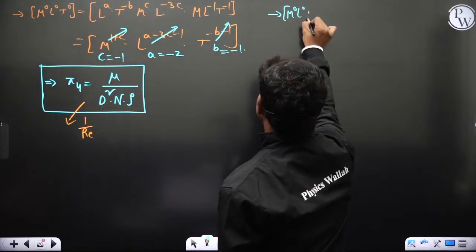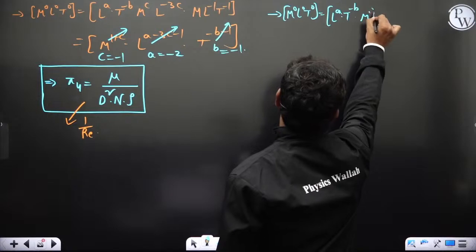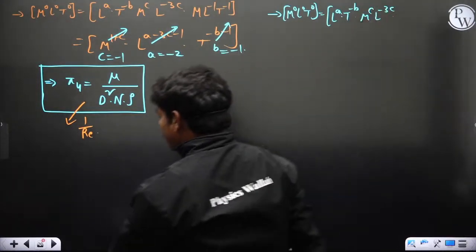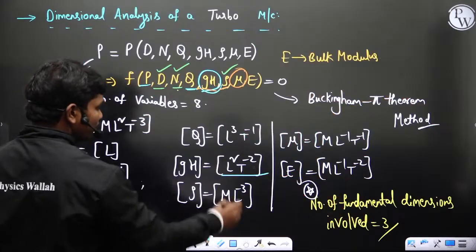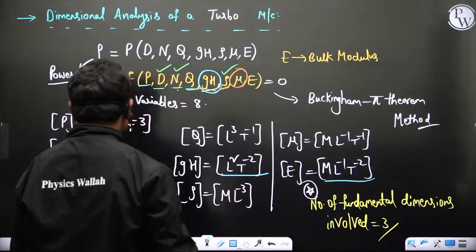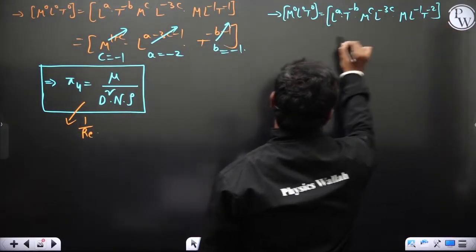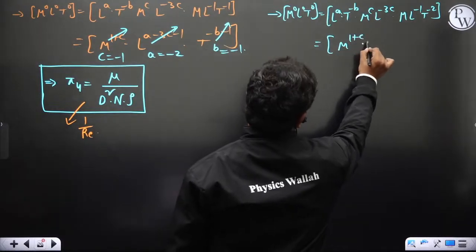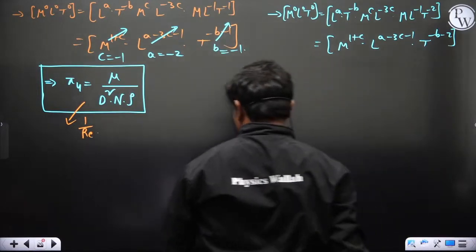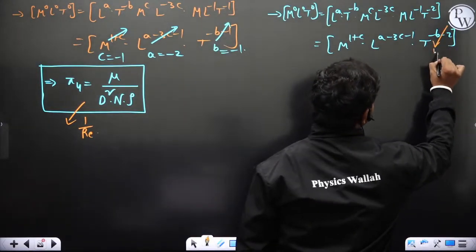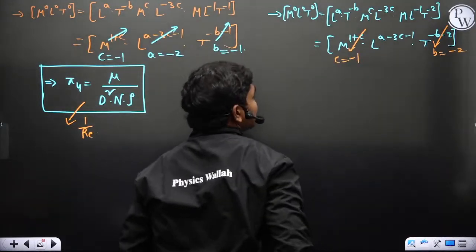M power 0, L power 0 and T power 0 is equal to L power A, T power minus B, M power C, L power minus 3C into the last, bulk modulus. We have bulk modulus. So what are the dimensions of bulk modulus here? You can check it quickly. Bulk modulus has M, L power minus 1, T power minus 2 actually. So if you simplify this, 1 plus C, L power A minus 3C minus 1, T power minus B minus 2. This is what you have, okay. So if you simplify, B is minus 2, C is minus 1, yeah, C is minus 1, B is minus 2.